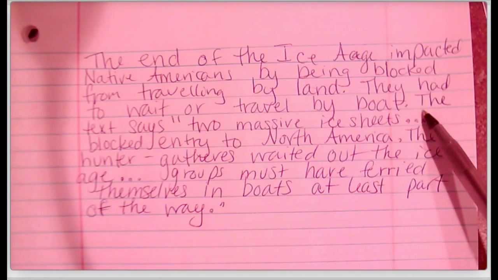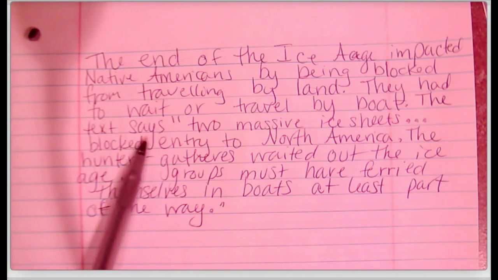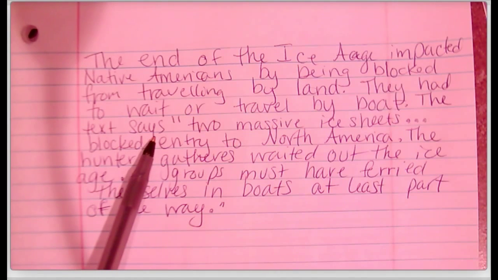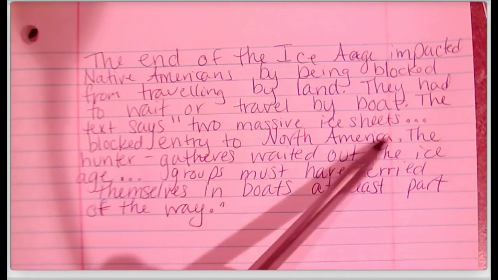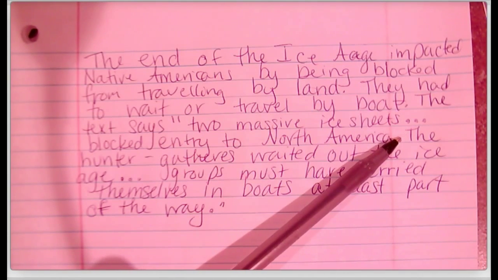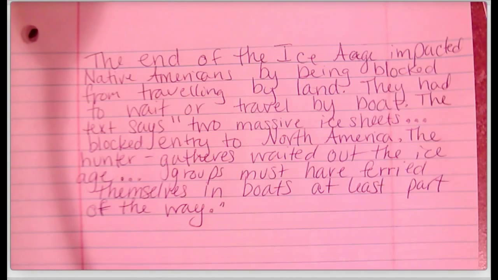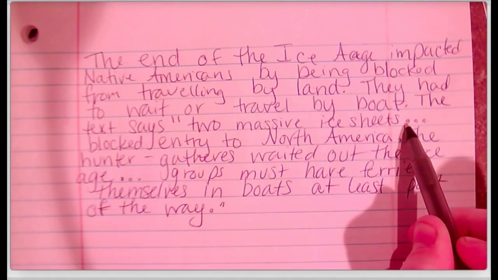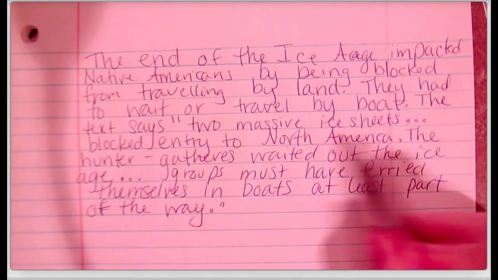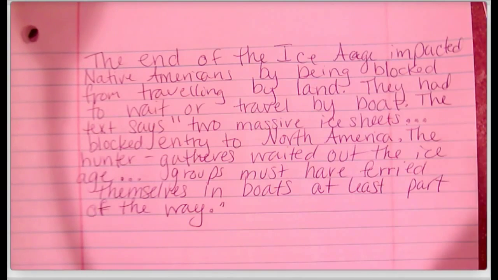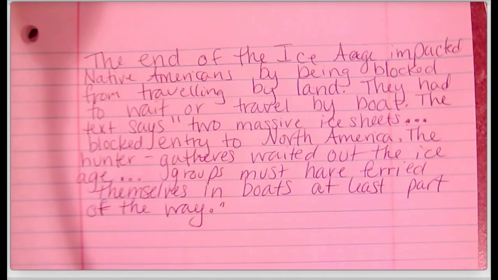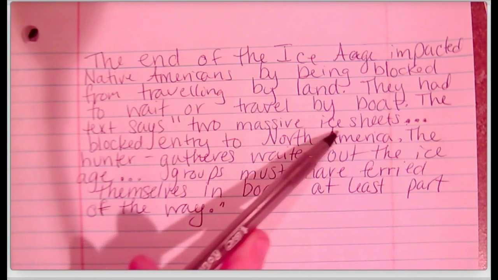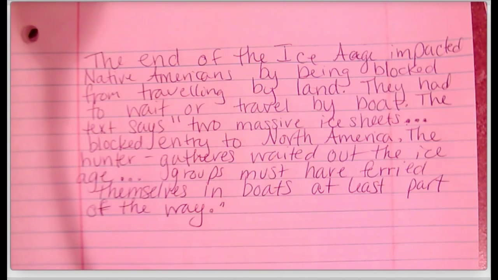All right, so I put the text says, so that's my poster. I found that from the poster. Then I use a quotation mark because it's a quote. 2 massive ice sheets. Notice I didn't have to start from the beginning of the sentence. And then I didn't write every single thing between the words ice sheets and blocked. So I put 3 dots, it's called an ellipses. That means you took something out. And then I wrote blocked entry to North America because I didn't need the extra stuff.